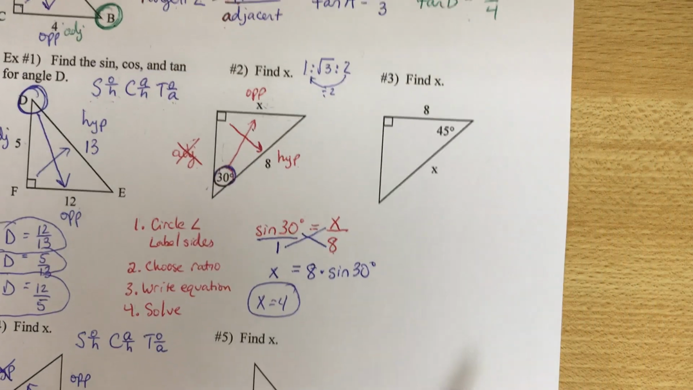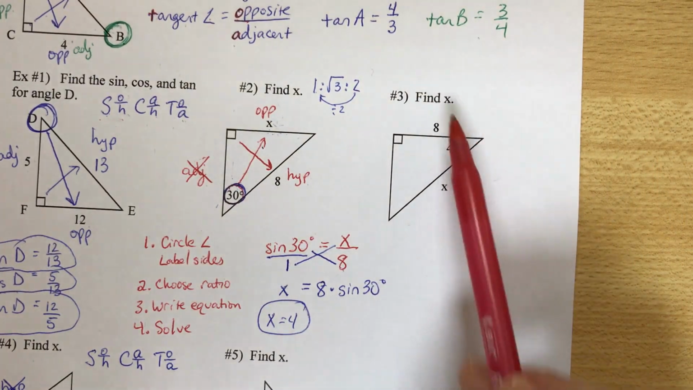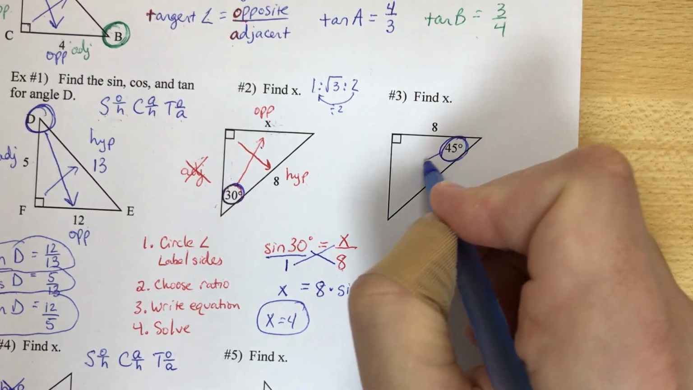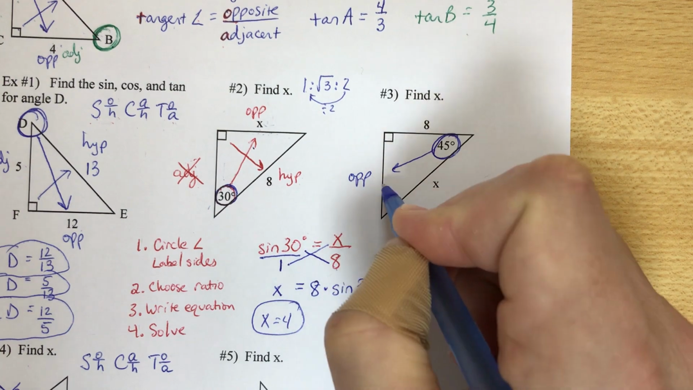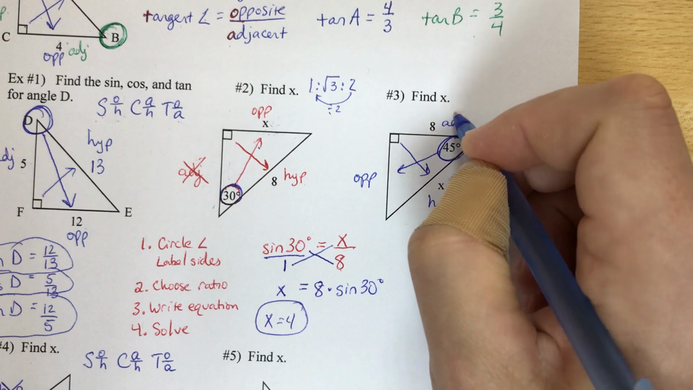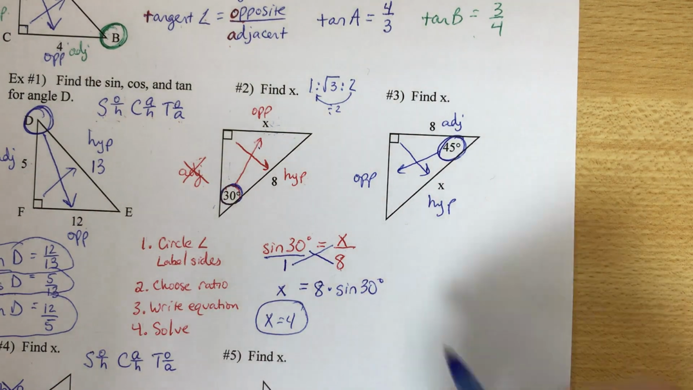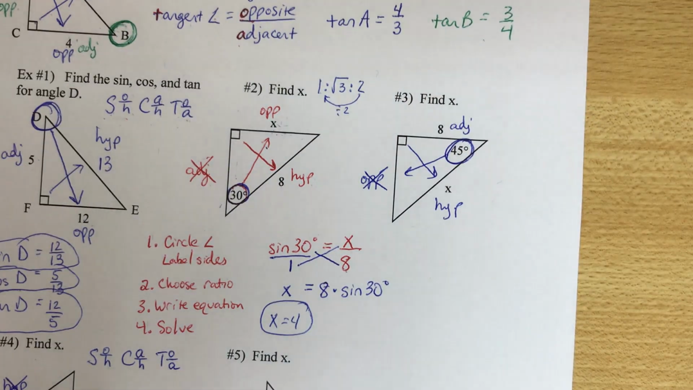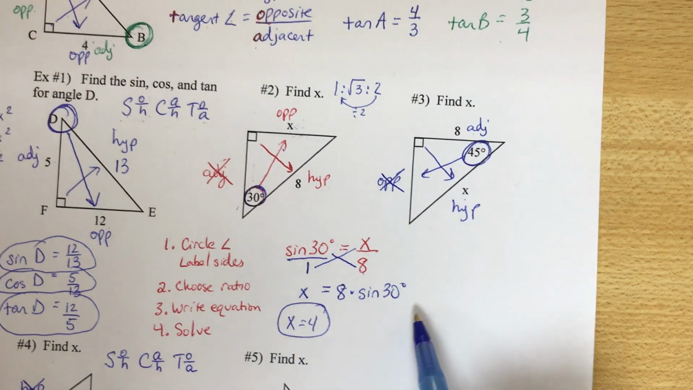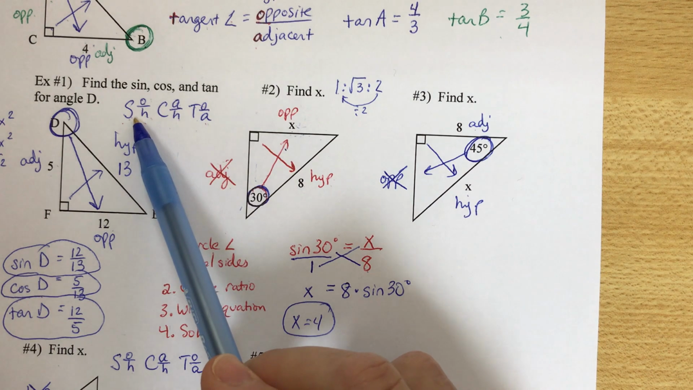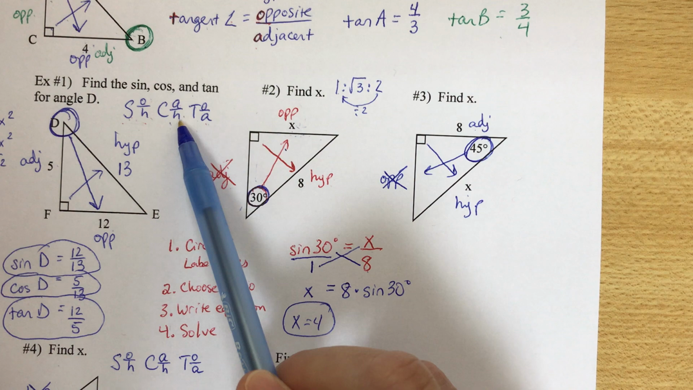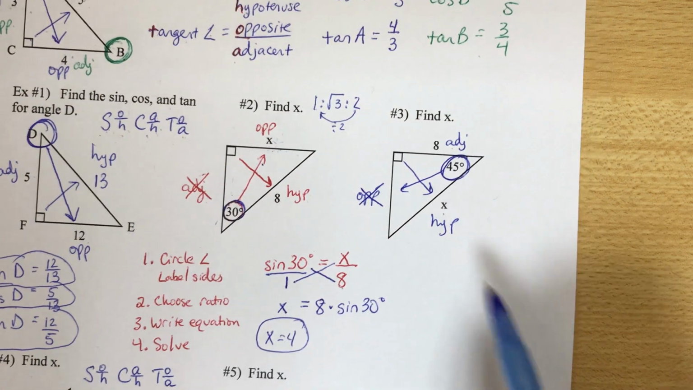Let's come back up here to number 3. Find x. First thing we'll do, we'll circle the angle. Let's label the sides. The opposite is blank. The hypotenuse is x. And the adjacent, ADJ, is 8. The blank side we're going to ignore. So what are we comparing now? We have adjacent and hypotenuse. So, nope, CAH, adjacent hypotenuse, yes. So this is a cosine.